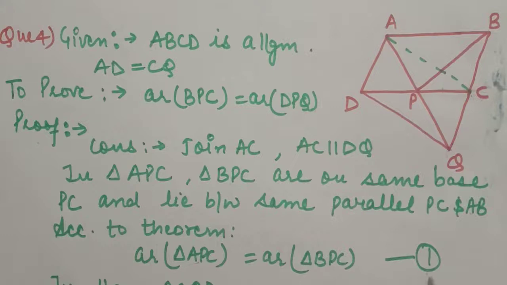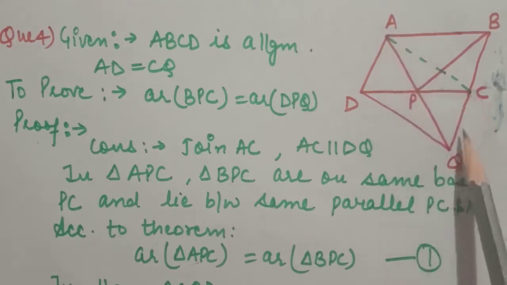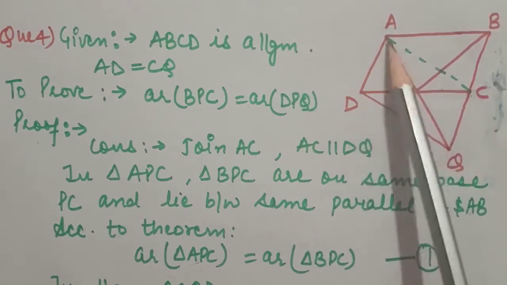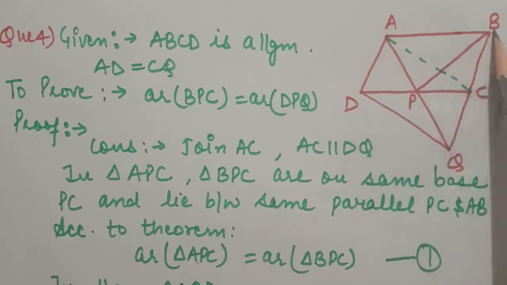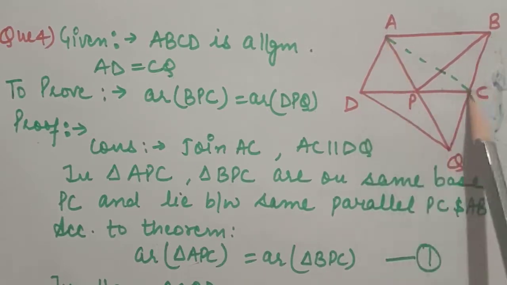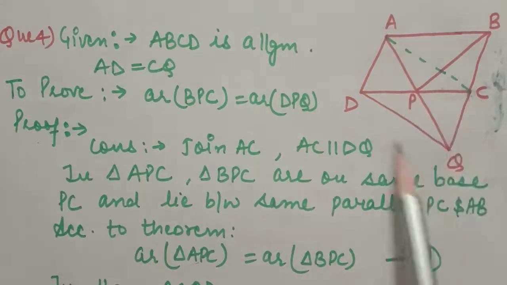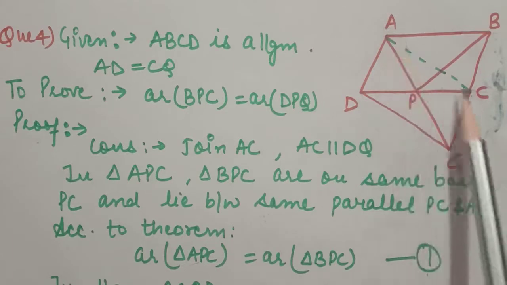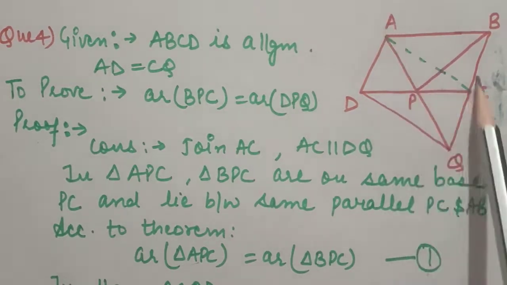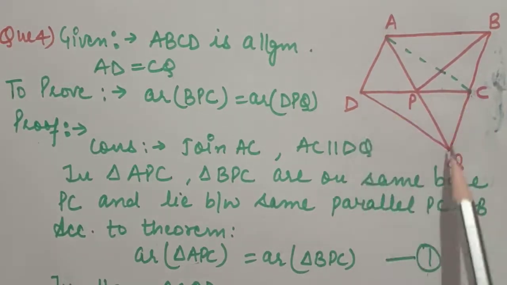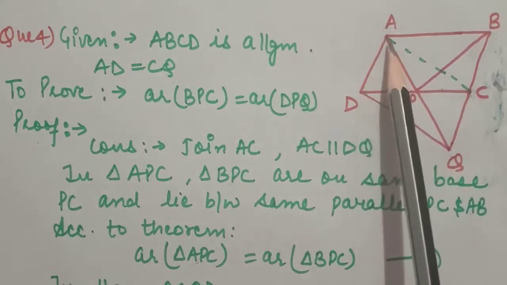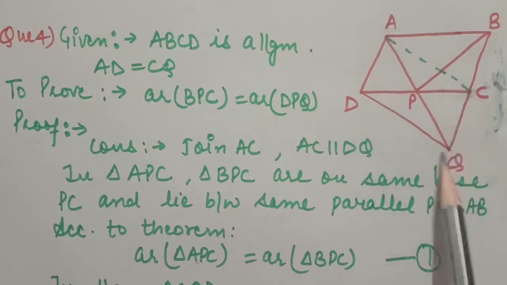Now students, in parallelogram ACQD, these two sides are parallel and these two sides are also parallel, because AD is parallel to BC, so definitely AD is parallel to BQ. So this is a parallelogram. In triangles ACQ and DCQ, we have a parallelogram, and in this parallelogram we have two triangles, ACQ and DCQ. In these two triangles we have a common base, and they are lying between the same parallels.